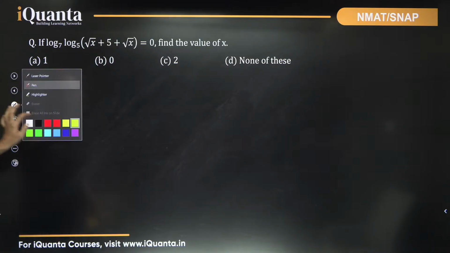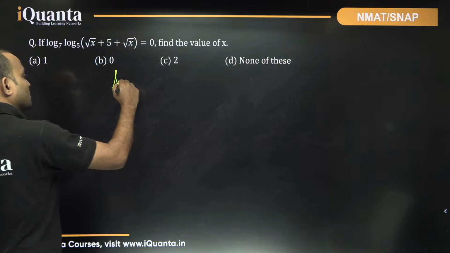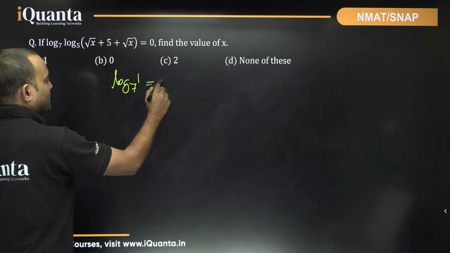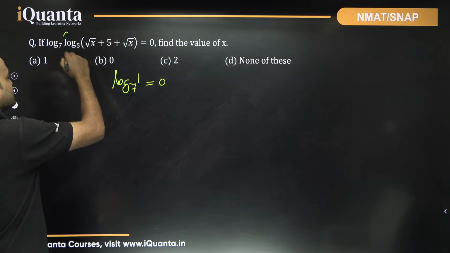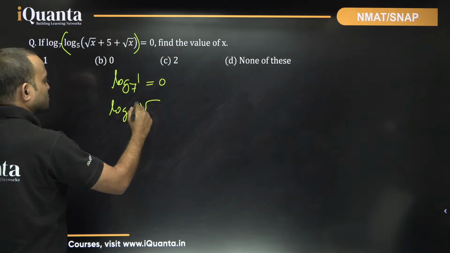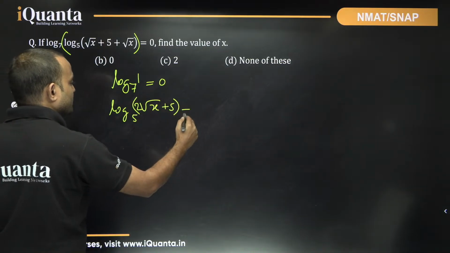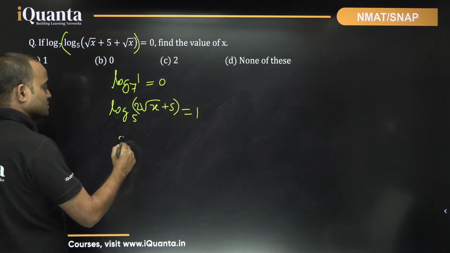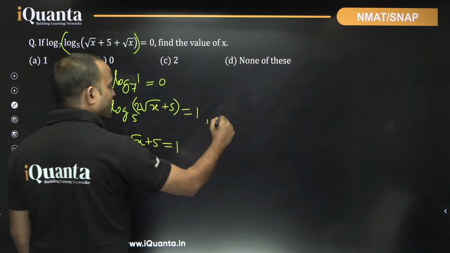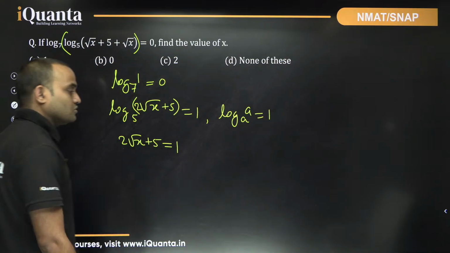Carrier value 0, 0 is absolutely correct. We know that log 1 to any base, now in this question base 7, is equal to 0. So in that case this will become 1. So log root 2 root x plus 5 to the base 5 will become 1. That means 2 root x plus 5 should be equal to 1. Why? Because log a to the base a is equal to 1.